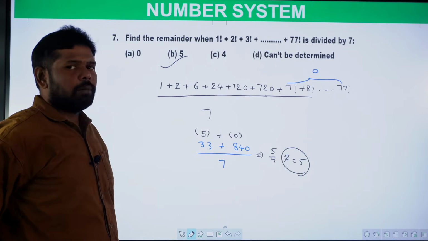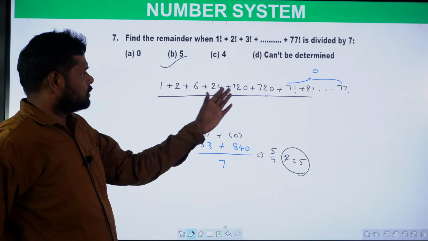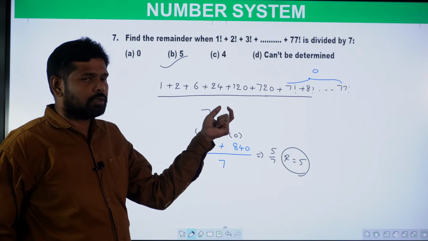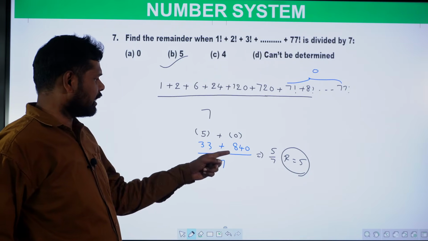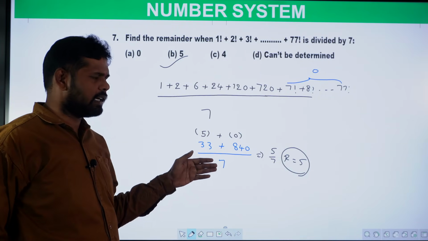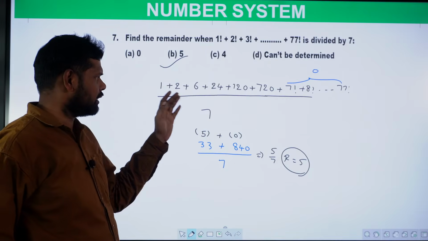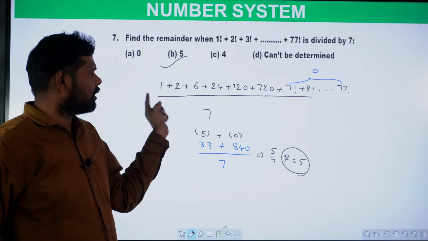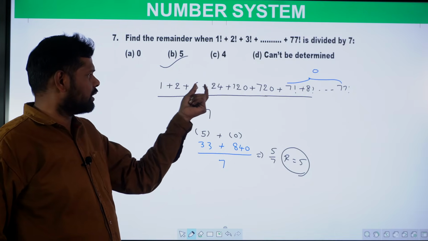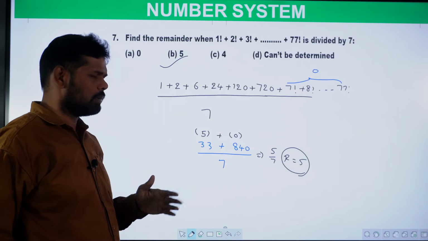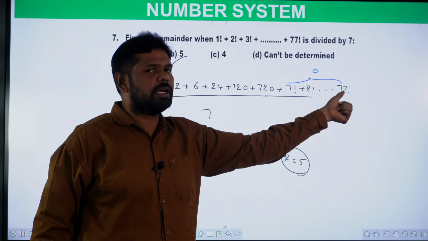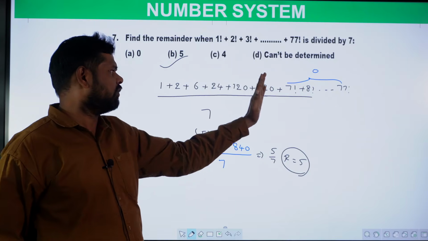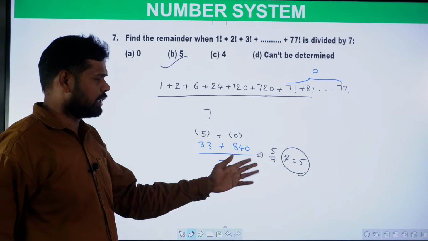So for factorial type questions, you need to write up to the 7 multiples. Before that, you add all and solve. 840 plus 33 is 873, divided by 7, you get remainder 5. Whatever the case, whether it is the sum of all, or the sum of the first 3, or the first x to next, no problem. From 7 factorial onwards, we get remainder 0. That is important. For the previous ones, you solve anyway. We get remainder 5.